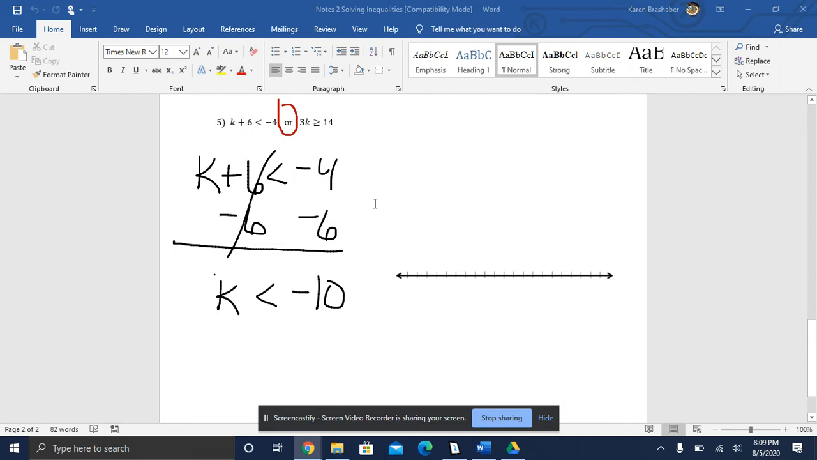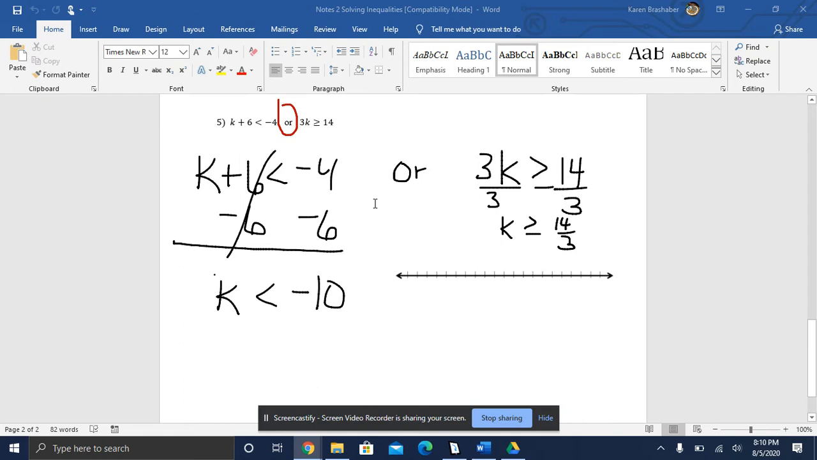All right, now I'm going to work on the other part of this. So I'll say or and work on 3k is greater than or equal to 14. And so once again, you're in Algebra 2, we're going to divide by 3. You might be thinking that's weird, it doesn't divide. You're right, it doesn't. So k is greater than or equal to 14 thirds.